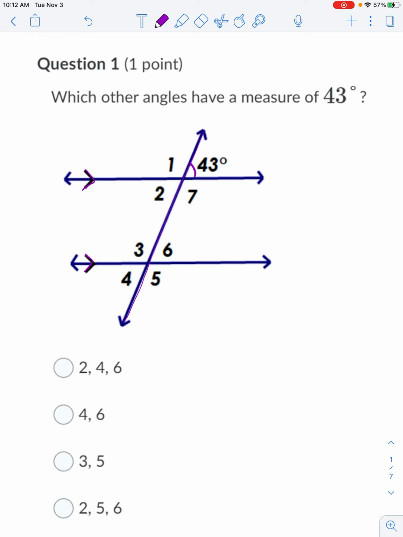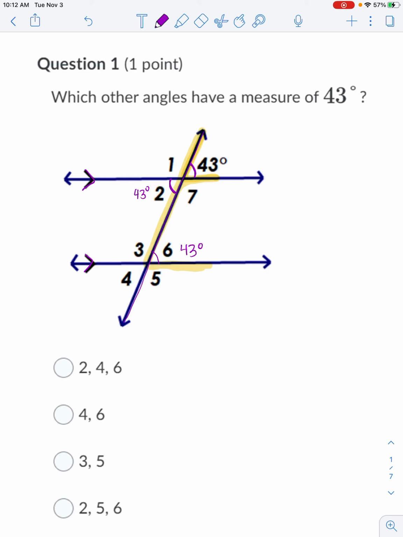One of the first ones that I see, we know that 2 is a vertical angle with this original angle right here. Remember, vertical angles are always congruent, so 2 is 43 degrees. Now, if I were to draw on this picture, remember we can draw the letter F. When we draw an F across these two lines cut by a transversal, that shows us corresponding angles. So using this, I could see that 6 is corresponding with that 43 degrees. So those two are also congruent.